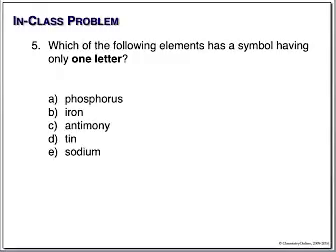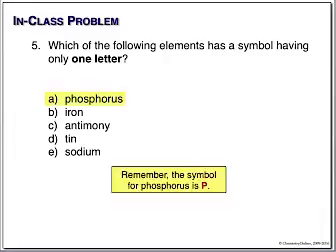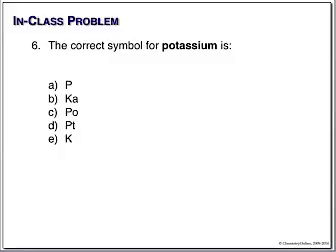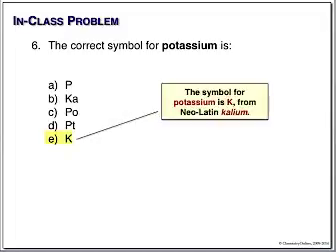Trivial question, which one has only 1 letter? Well, we did iron, we know that's Fe. Pointed out antimony, tin, sodium, phosphorus, of course, is P. Potassium, well, we've done that one. Remember, potassium is not P, potassium is K. Any questions?